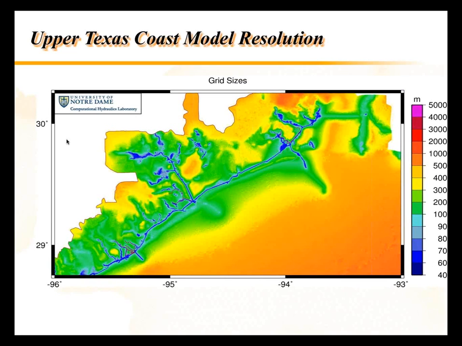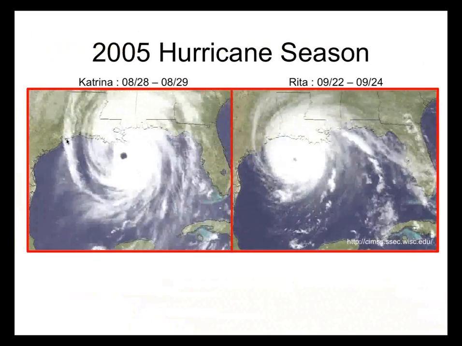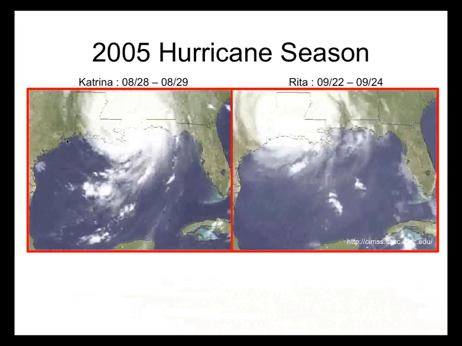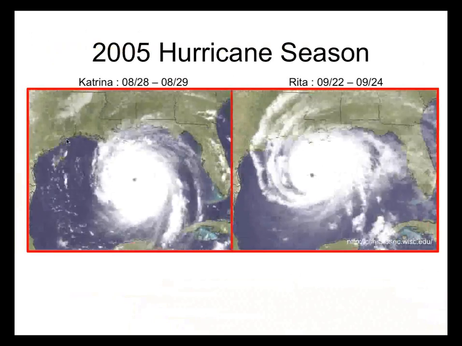And this just shows the discretization of that region. So again, a lot of the fine scale features get included in the model. Now focusing on the 2005 hurricane season, I'm just going to talk about Katrina. So we all know a lot about Katrina.